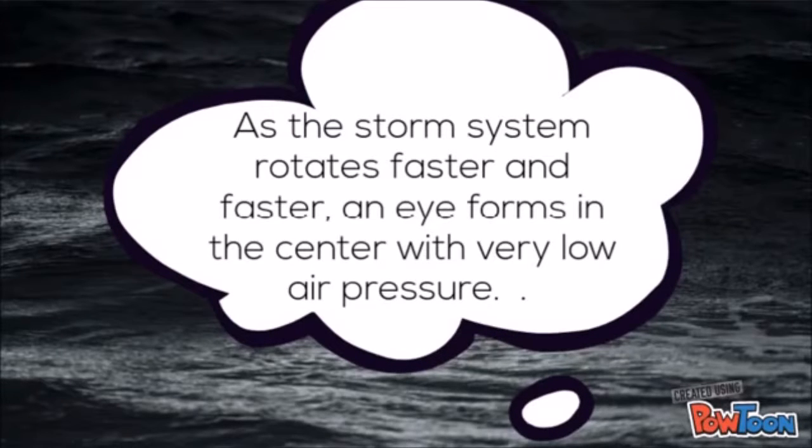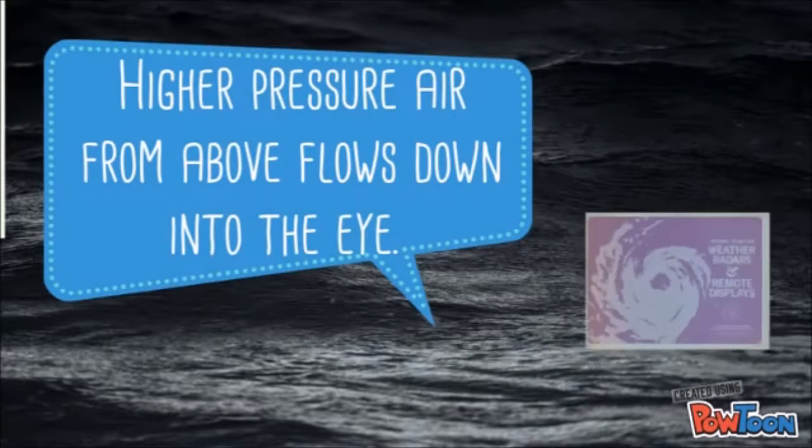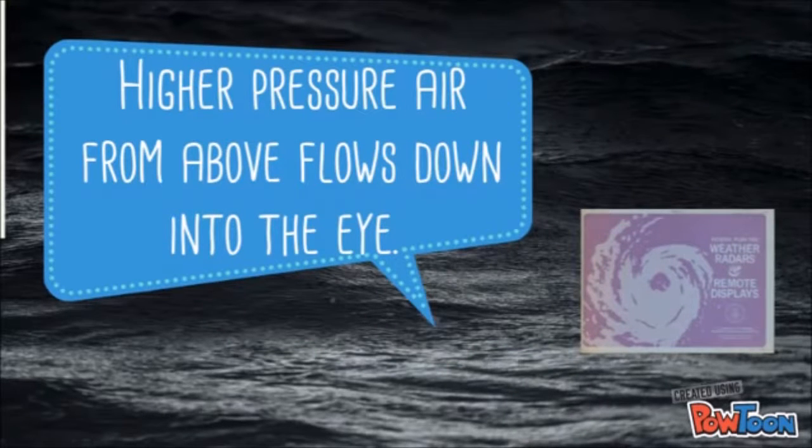As the storm system rotates faster and faster, an eye forms in the center with very low air pressure. Higher pressure air from above flows down into the eye.